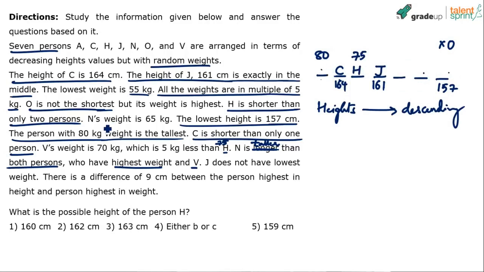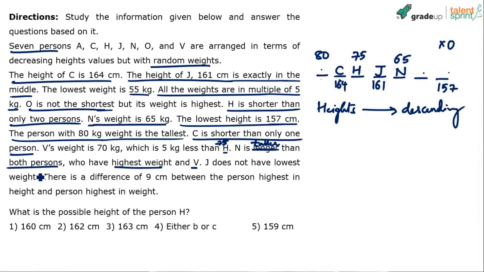No, because one of the earlier statements said that N's weight is 65 kg. We know that the person who comes here will be 80 kgs heavy. So N cannot come here. So the only possibility is N has to come here. Why can't N come in these two positions? Because N is taller than two persons, the one who has got heaviest weight and V. So N cannot come in first and second position from the shortest side. And yes, N is 65 kg. So put 65 here. Okay.